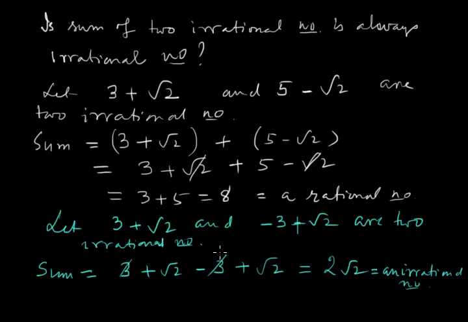So here we have seen the sum of two irrational numbers is a rational number, and elsewhere we see the sum of two irrational numbers is an irrational number. So the sum of two irrational numbers is not always an irrational number. Okay, thank you.